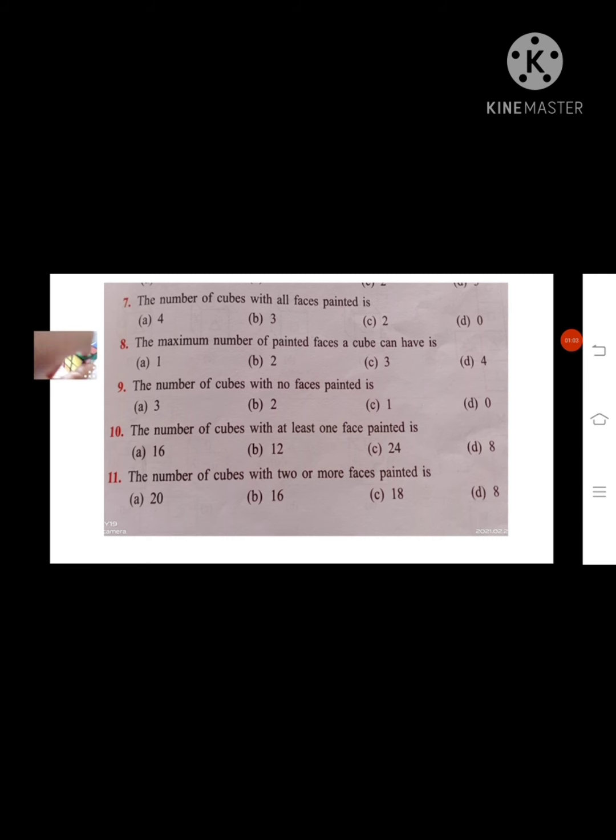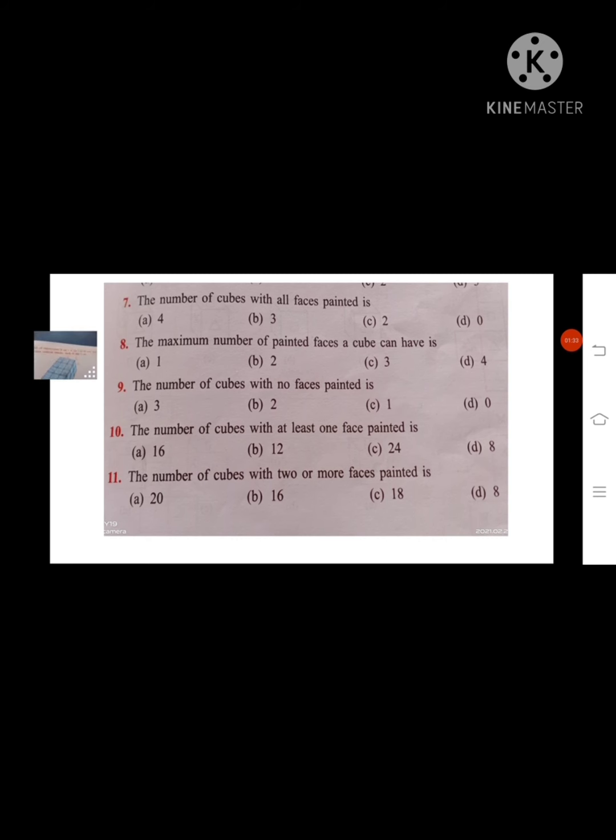The number of cubes with no faces painted. No faces painted, this answer also will be 0, because at least one face we can see. Okay, so in the center whichever block is there we can see it, so that is why no faces painted is answer 0. The number of cubes with at least one face painted is, so at least one face.